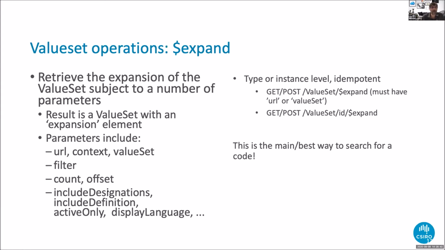You can ask for all the synonyms of the concepts to be included in the result or not. The definition of the value set to be included in the result or not. You can exclude inactive concepts. You can specify a preferred language for the display text to come back in. So if you've got translations of your codes, you can say what languages you want them to be returned in. And of course, you can provide the filter text to say, only give me the members of the value set that also match this filter text. And this is really one of the workhorse operations of the specification.